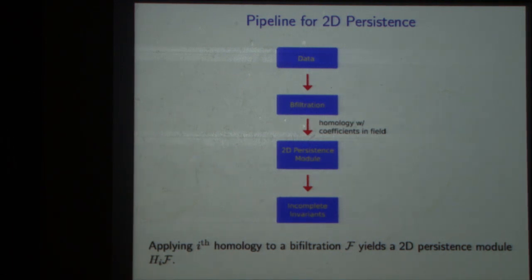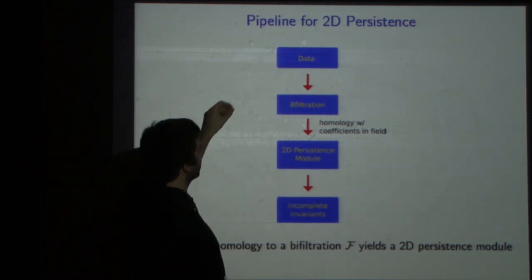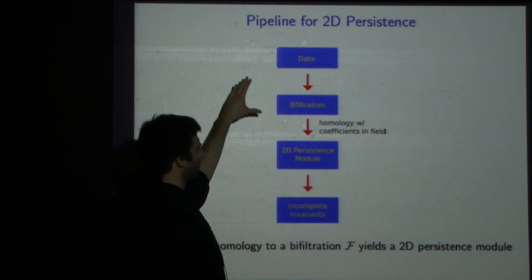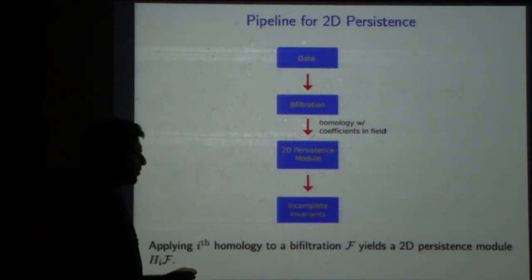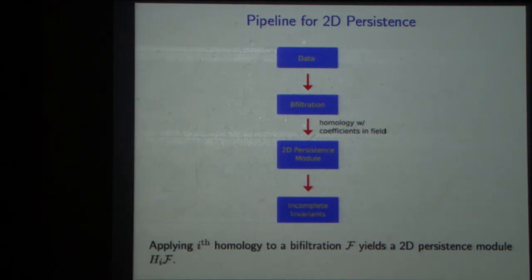Now to flesh out our discussion of 2D persistent homology, I need to talk about two things. First, how do I go from data to a bifiltration? And secondly, barcodes of 2D persistence modules. So let's deal with the first question first, in the case again of point cloud data.